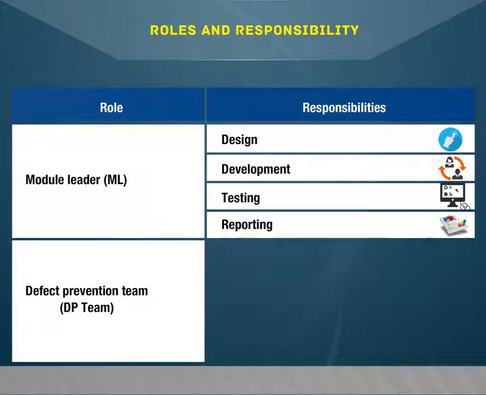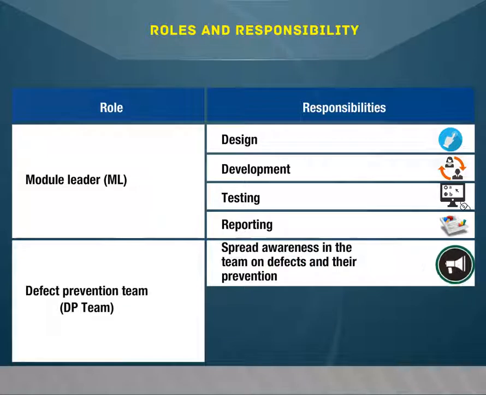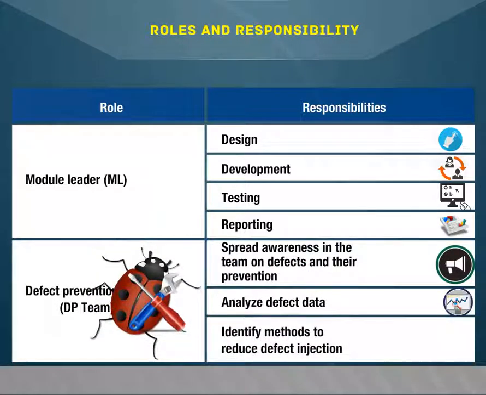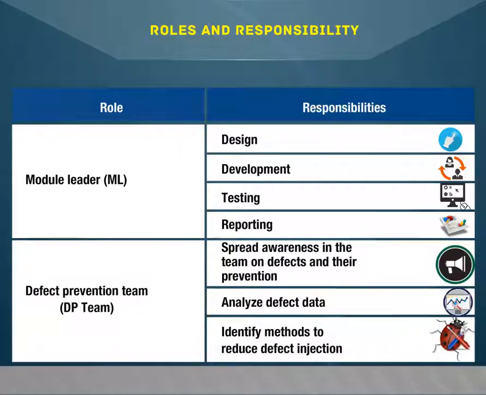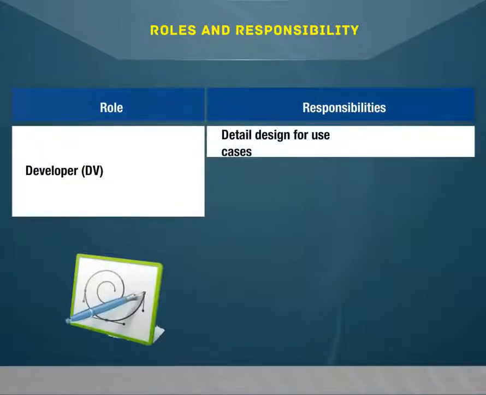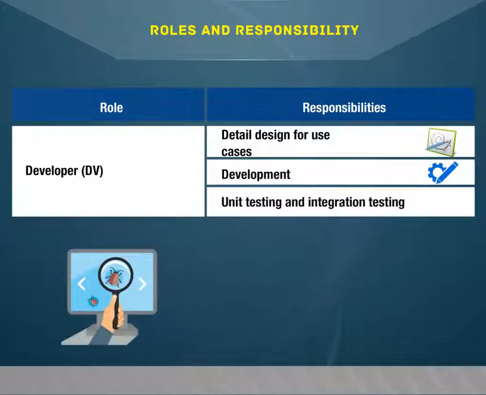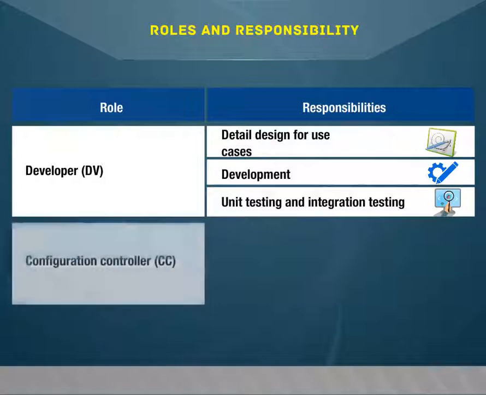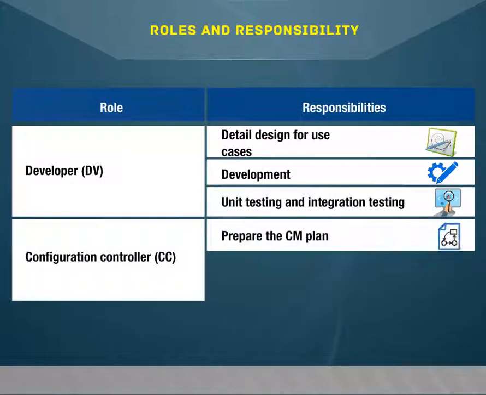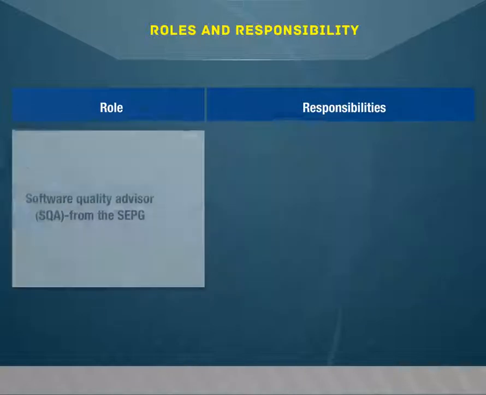Defect Prevention Team, DP Team: spread awareness in the team on defects and their prevention, analyze defect data, identify methods to reduce defect injection. Developer, DV: detailed design for use cases, development, unit testing and integration testing. Configuration Controller, CC: prepare the CM plan, manage the configuration as per the CM plan.